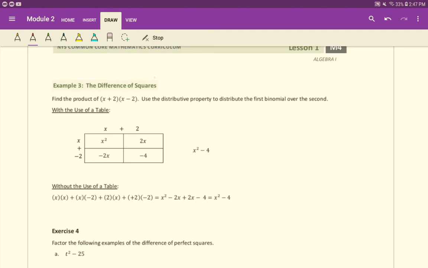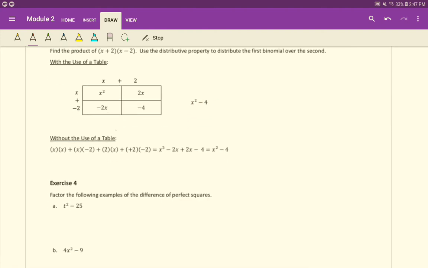Okay, and you can see here why we call it then a difference of squares, because our result is a perfect square minus another perfect square, right? 4 is just 2 squared. Okay, using the other strategy without the use of the table, and again this is the one they talk about where you have the x plus 2, the x minus 2, and then you just make sure that you multiply this x with that one, this x with the minus 2, and then also the 2 with the x and the 2 with the minus 2 as well. And that gives you all these results right here. And then simplifying yields again the x squared minus 4.